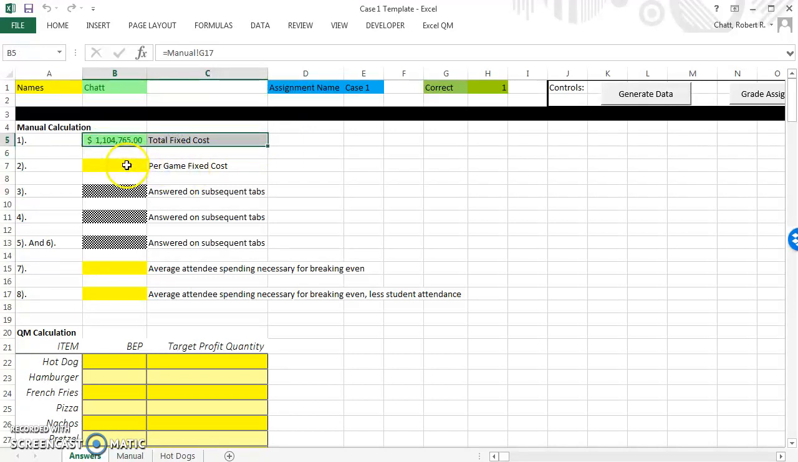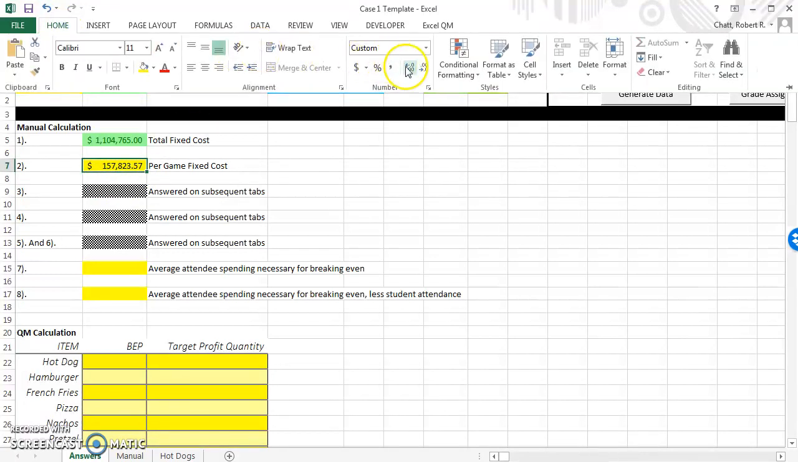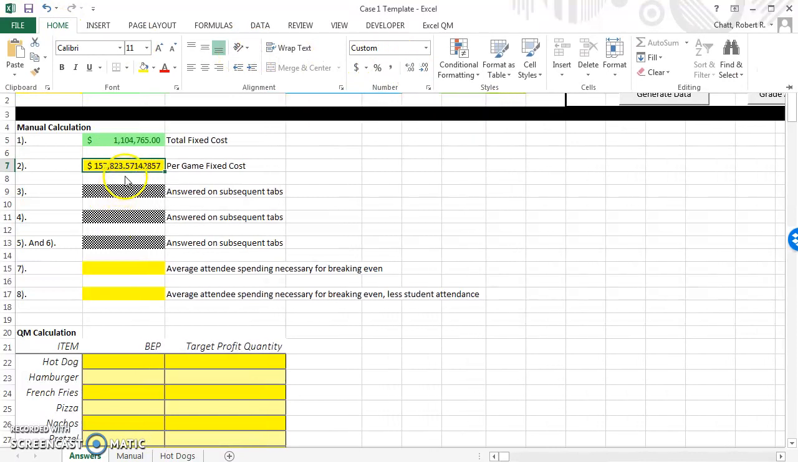There are 7 games in a season, so the next thing I'm going to want to do is divide that number by 7. And again, I want to let Excel do all the calculations for me, right? Because this number looks like $157,823.57 in my case. If I blow this up so you can see more decimal places, you'll see that it doesn't stop at 0.57, it continues on. If I were to just put 157,823.57 in here, it would not get marked correct because I'd be missing the 142,857, etc. That's just the way the grading algorithm is built.